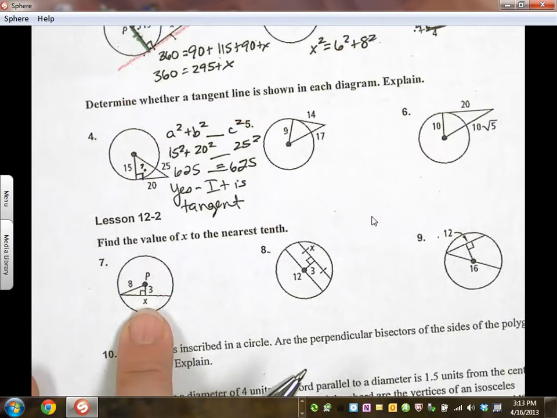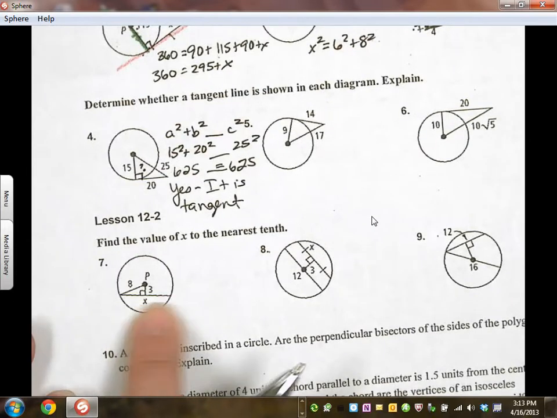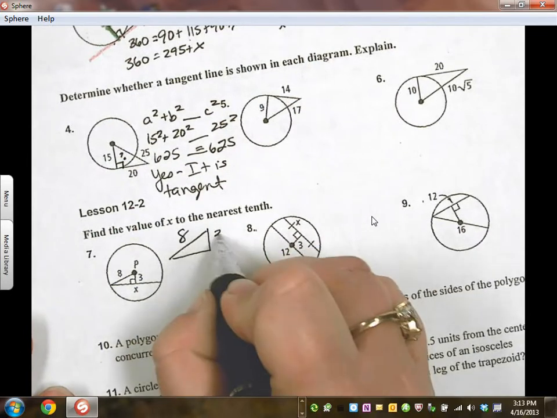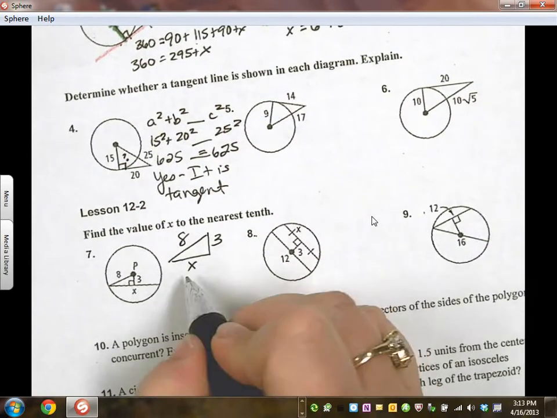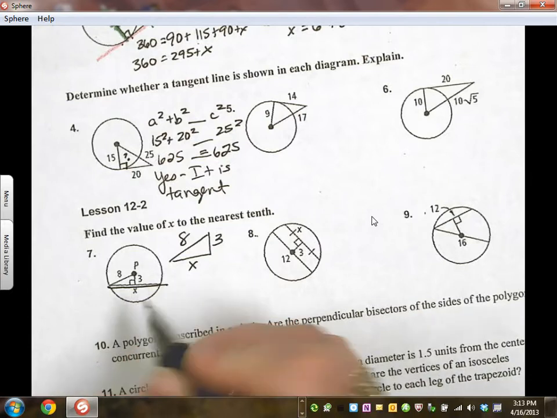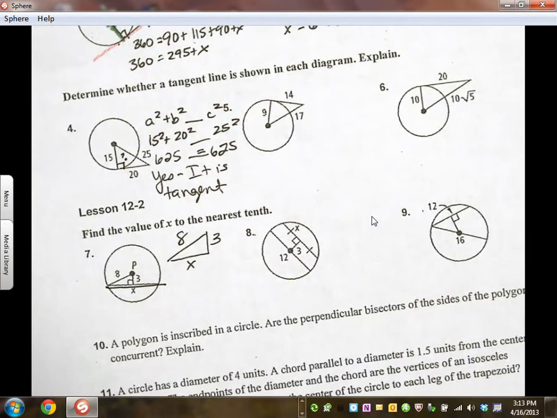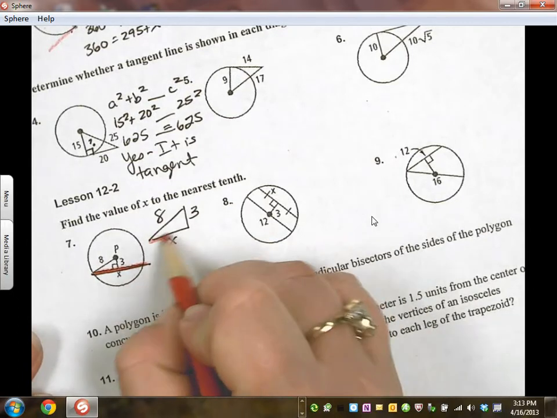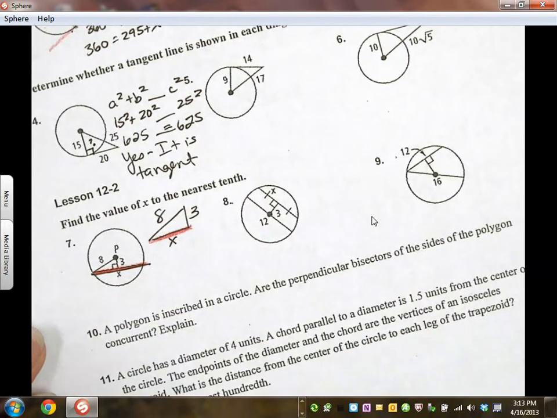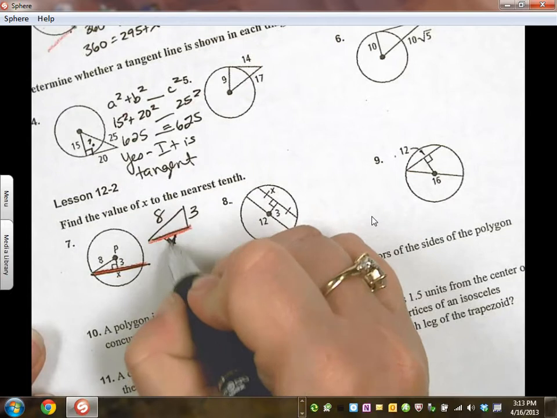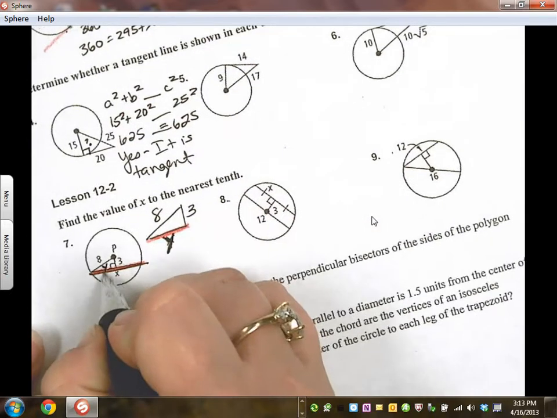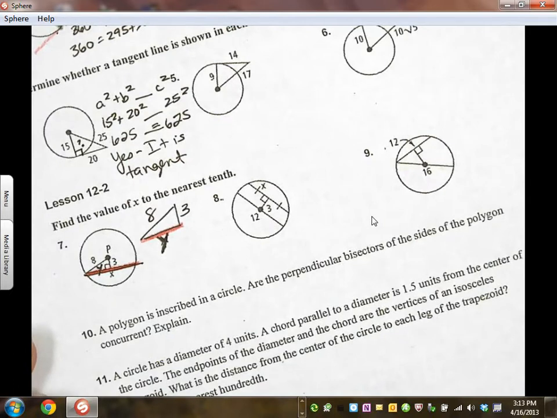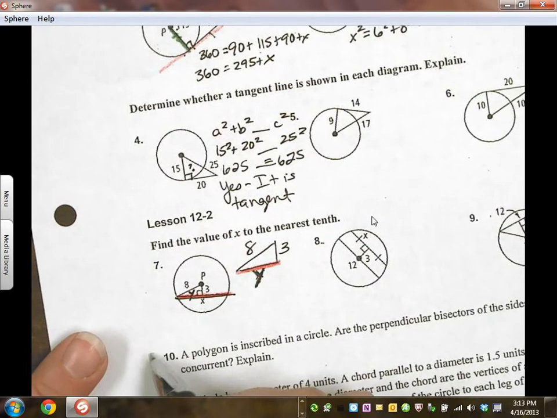Now in 7, I spy a right triangle. There it is. 8, 3, x. Well, it's not x, because x is this whole thing. That was silly of me. So this is the whole x. This is only part of x. So let's give it another name. Let's call it y. And that way you know when you get y, you have to double it to find x. I'm not going to do it for you. Don't worry about 10 and 11.